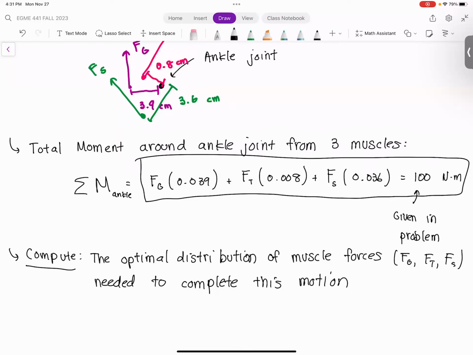Okay. That we need to complete this motion. Okay. This motion being producing that net moment of 100 Newton.